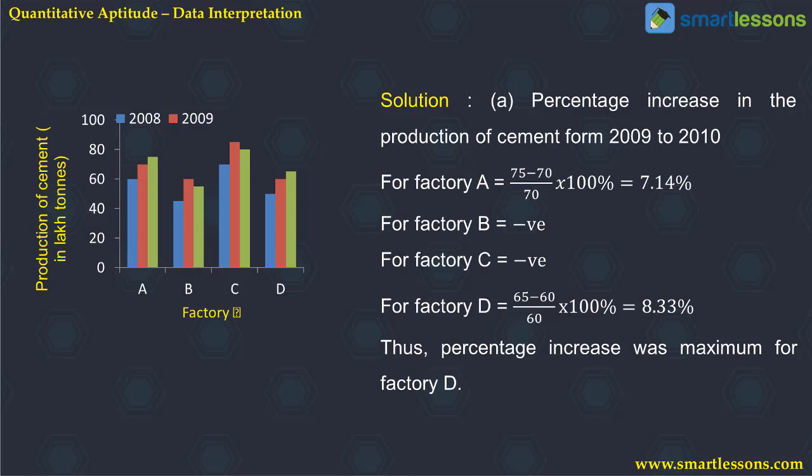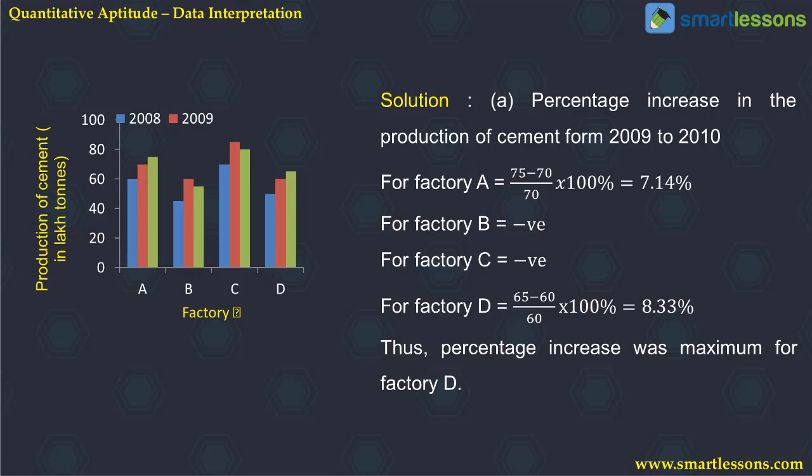Now for factory B, you can see that the length of this red bar is greater than the length of the green bar. So it means the production was not increased. Actually it's a reduction. So option B would be straightaway rejected. Now next, factory C. Again, the red bar is longer than the green bar. So that means there is a reduction in the production of cement from 2008 to 2009. So again, straightaway it's a reject.